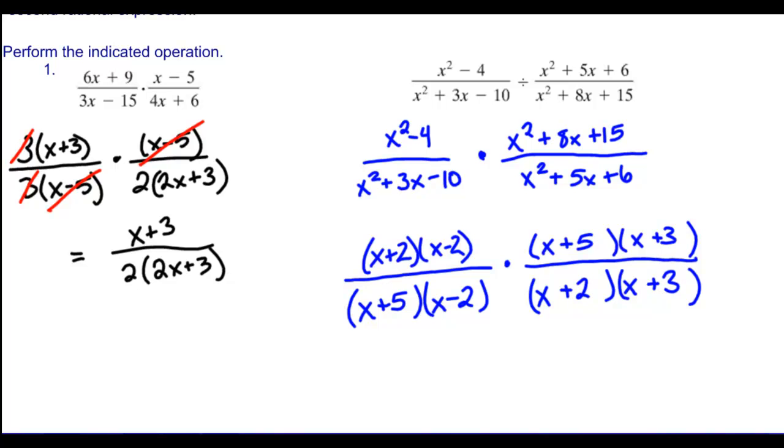Now we're going to look for everything that's in common, top and bottom, and cancel or reduce. So x plus 3's cancel, x plus 5's cancel, x minus 2's cancel, and x plus 2's cancel. Keep in mind that whenever something goes away with multiplication or division, you're left with a 1. So right now, we're left with just a 1 over 1, better known as 1.